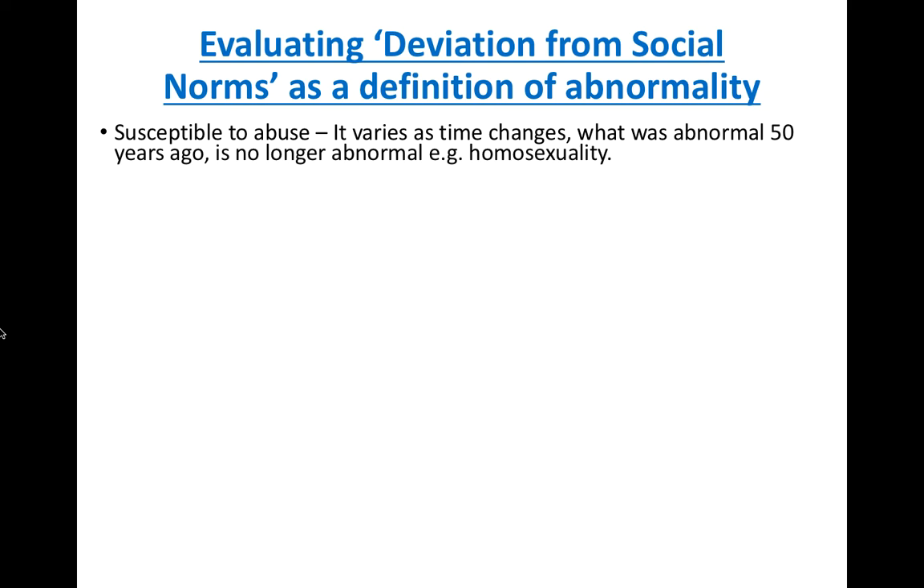Same as 50 years ago in Russia, anyone who disagreed with the state ran the risk of being regarded as insane and placed in a mental institution. So if we define abnormality in terms of deviation from social norms, we open the door to definitions based on prevailing social morals and attitudes.